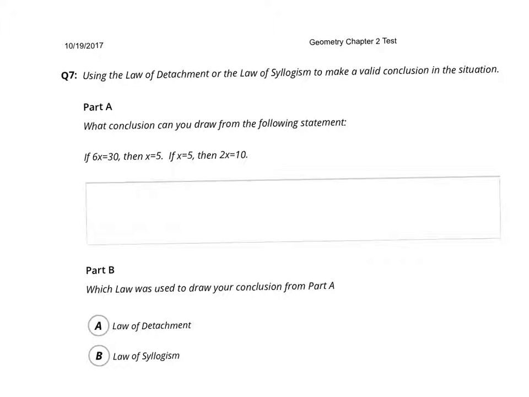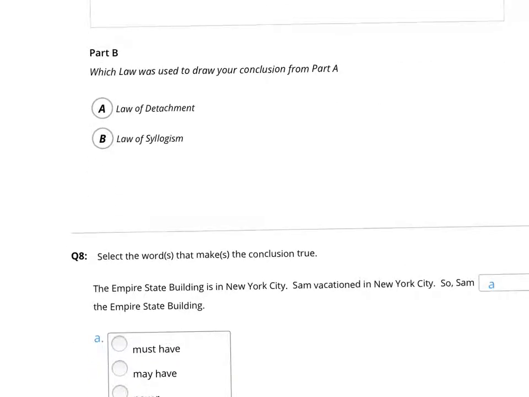So what conclusion can we make? If 6x equals 30, then x equals 5. If x equals 5, then 2x equals 10. Is there a repeating part here? If so, that might be this. Rewrite your statement down below. If you have questions, make sure you ask.